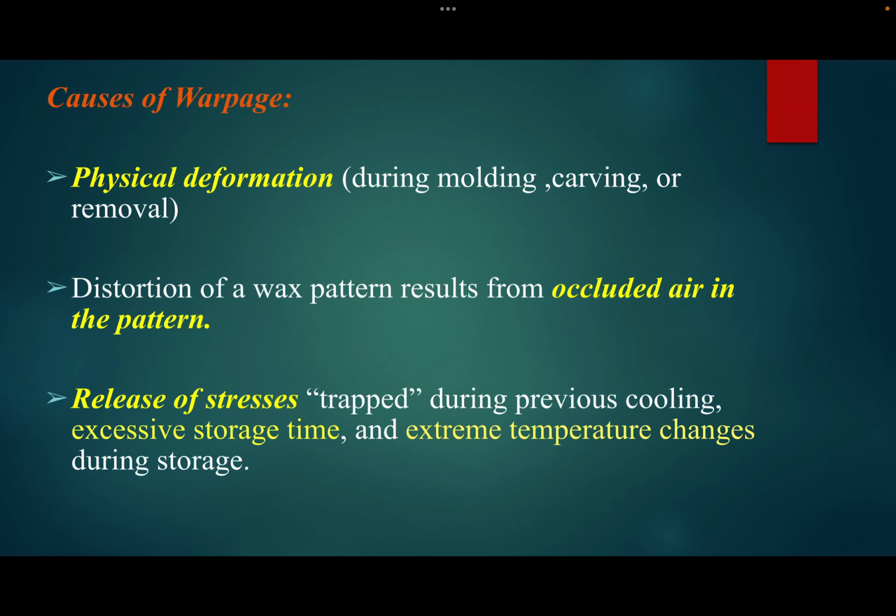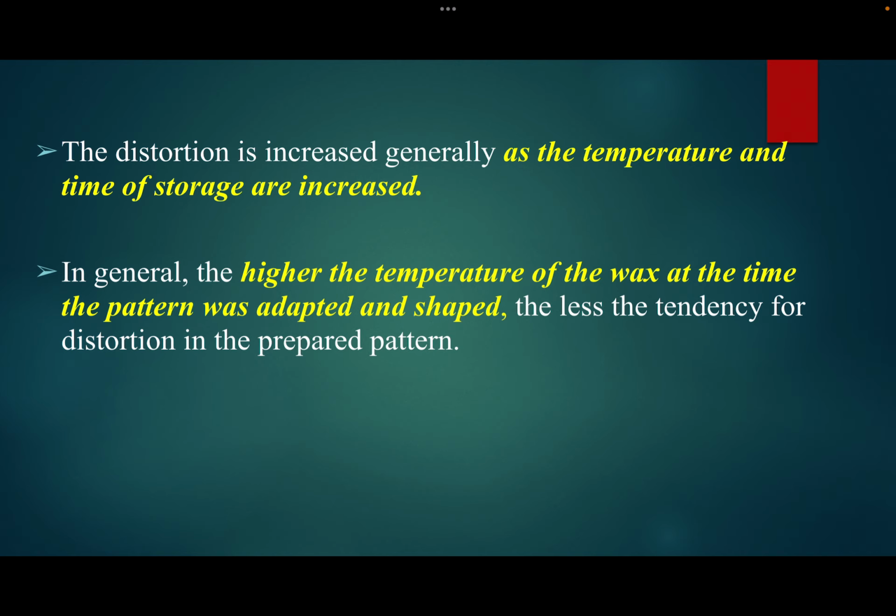Then what are the causes of warpage? First one is physical deformation, which usually occurs during molding, carving or removal. Distortion of a wax pattern usually results from occluded air in the wax pattern and the release of stress which is trapped during the previous cooling, excessive storage time and extreme temperature changes during storage. And the distortion generally increases as the temperature and the time of storage increase.